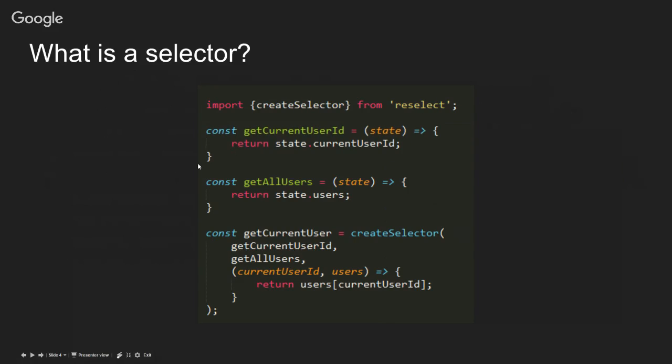Here, this example has some really simple selectors, the first two, where they're not memoized, they're just a function that takes in the state and returns a thing. The get current user selector here is the big example. It composes the first two functions and uses their return values: it passes the state into the first two functions and then passes the return values into the final result function, which does the remainder of the work.